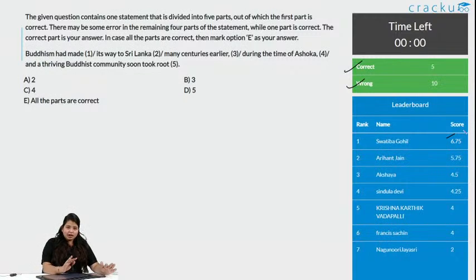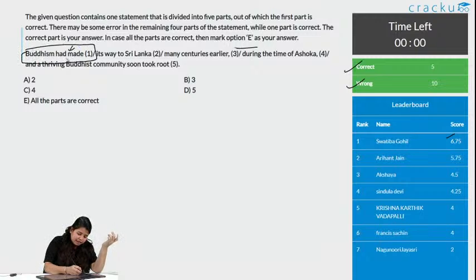We need to find a part which is correct, and if everything is correct, what is the answer? Option E is our correct answer. Let us see. Buddhism had made its way to Sri Lanka many centuries earlier during the time of Ashoka and a thriving Buddhist community. So, can you see any error? Let us see part by part. Buddhism had made, okay, it has made, and this part is correct.